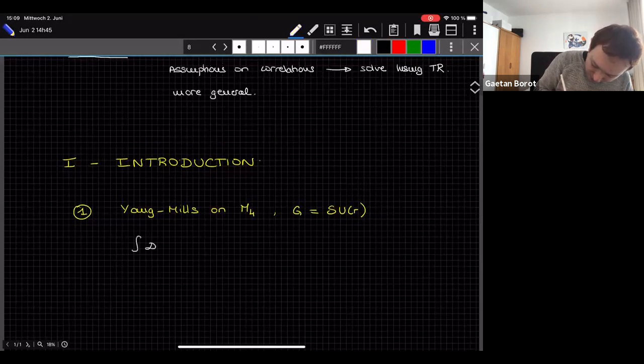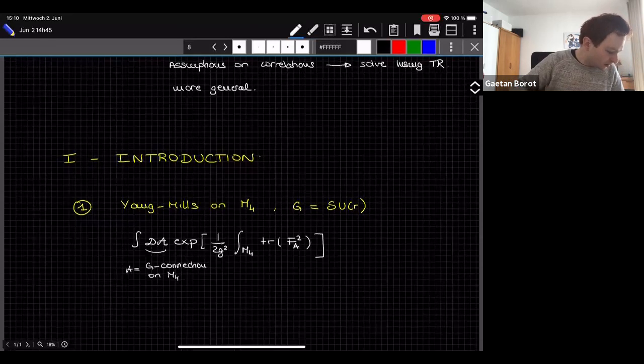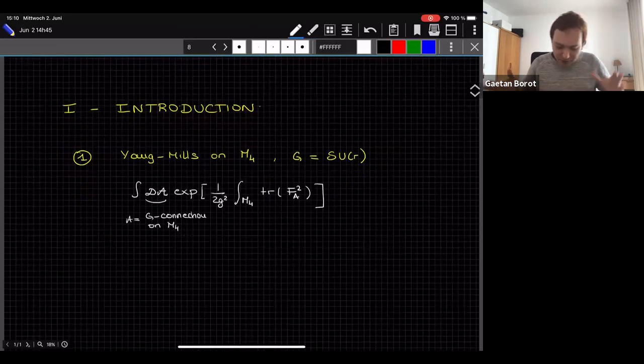So on the physics side, what you would like to do is to compute the path integral where the weight is given by the Yang-Mills action. So you integrate over all G connections on M4, and the action, so there's this g, a coupling constant, and the action is the trace of the square of the curvature. So that's what you want to do at the quantum level.